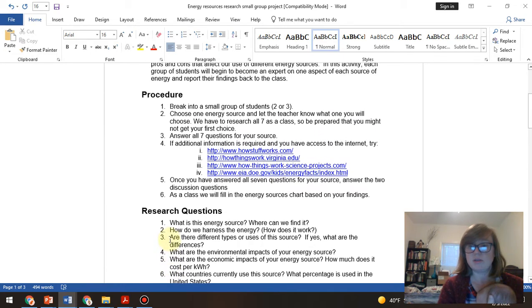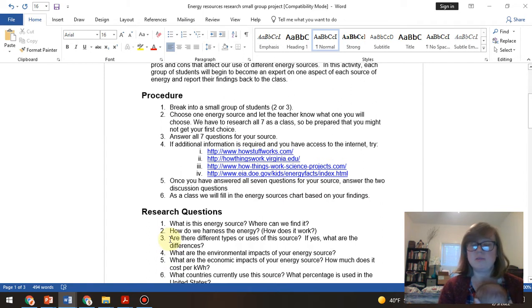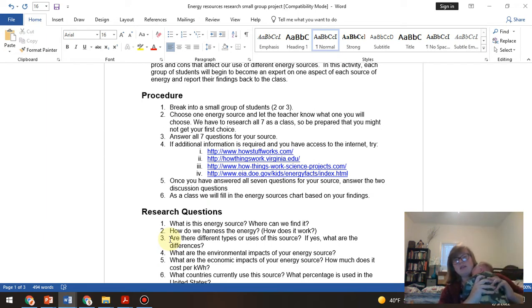So what you're going to do is pick one of these energy resources to do some research on. Let the teacher know. You don't have to do all 7. If you pick biomass, you don't have to do nuclear and fossil fuels and anything else. You just have to do biomass. So you're going to research one of those energy sources. Then you're going to answer 7 questions about that source.